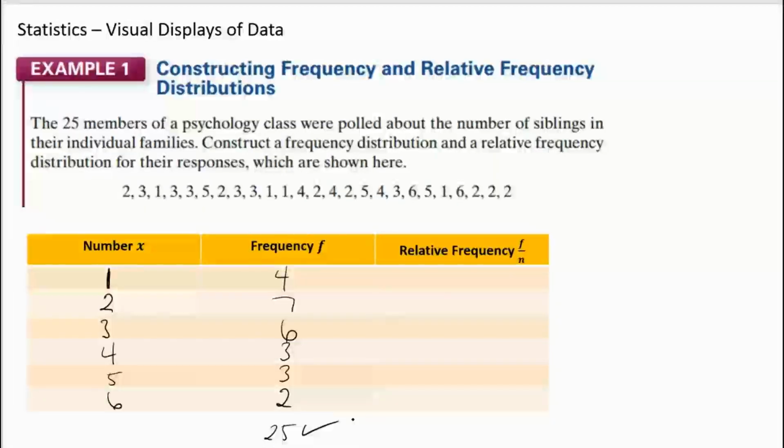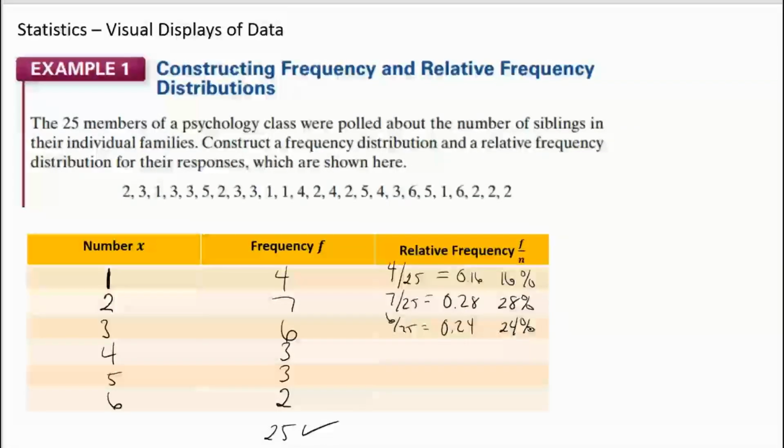Check. Now, how do you find relative frequency? You take your frequency 4 and divide it by 25. And 4 divided by 25 is 0.16, which is 16%. Now, the 16% is what I'm interested in, okay? Then I take 7 and divide that by 25, which gives me 0.28, which is 28%. So you see what to do. 6 divided by 25 gives me 0.24, which is 24%.